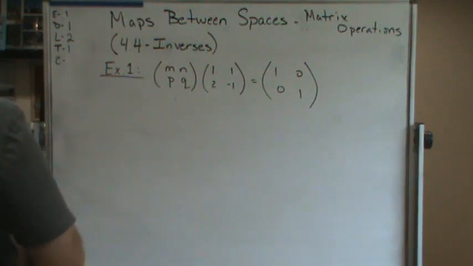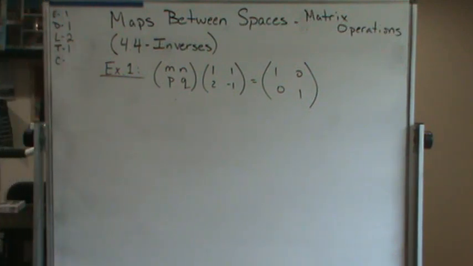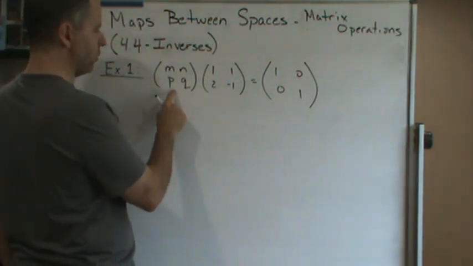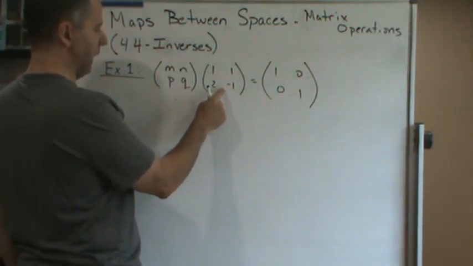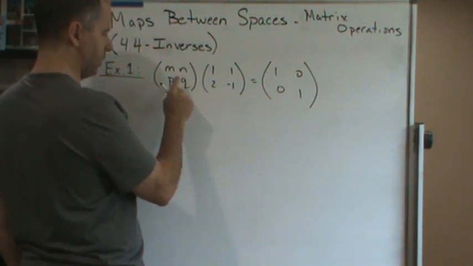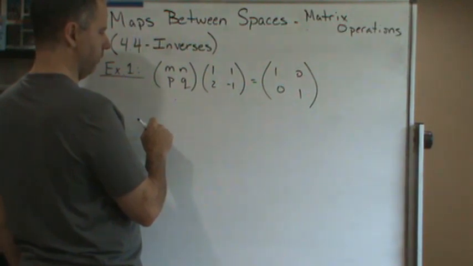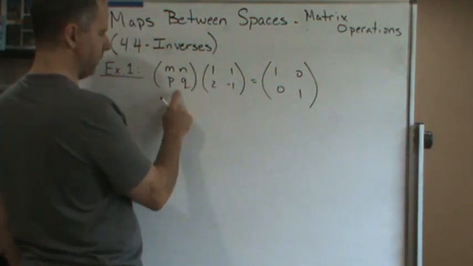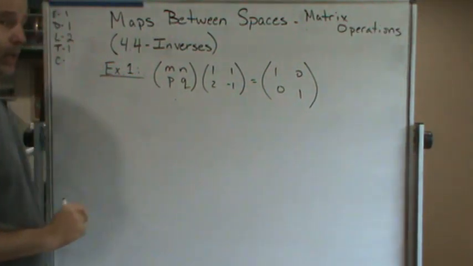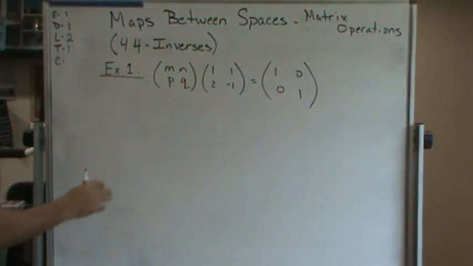Okay, so let's look at this example here, and we're going to use Gauss's method, by the way, to solve this to start with. We've got this matrix here, and we want to find what matrix, if we multiplied this matrix by this, would give us the identity matrix. So we're going to set up a system of equations to see if we can solve for this, okay?